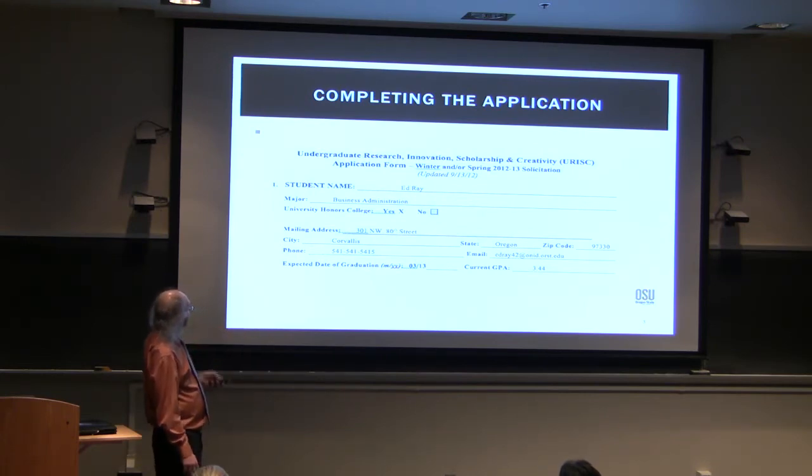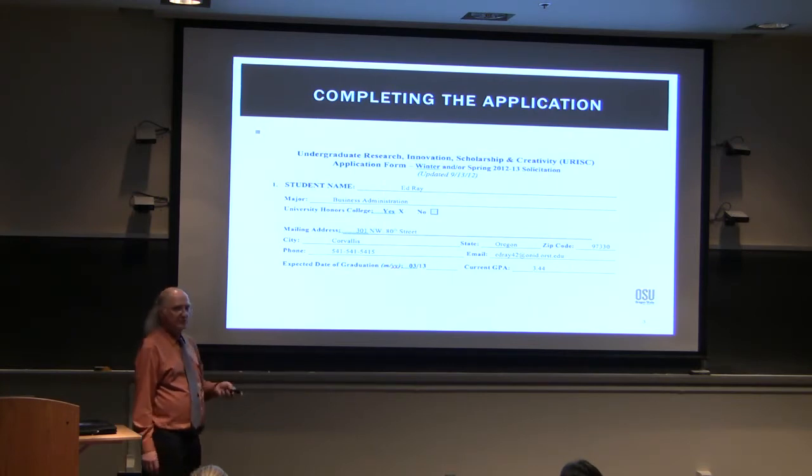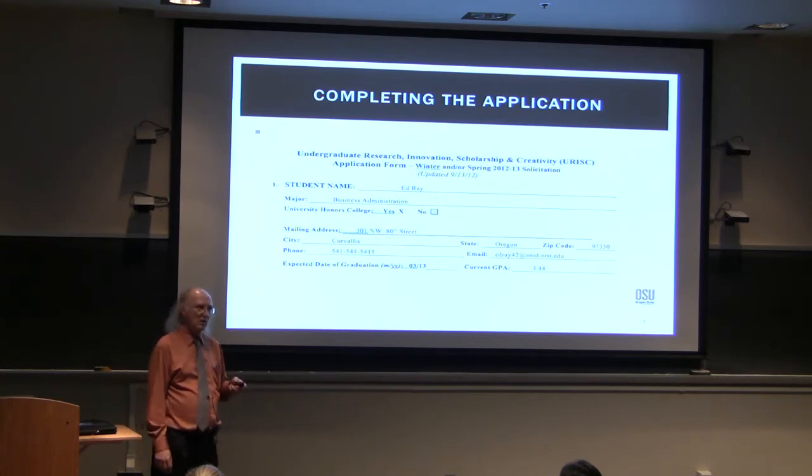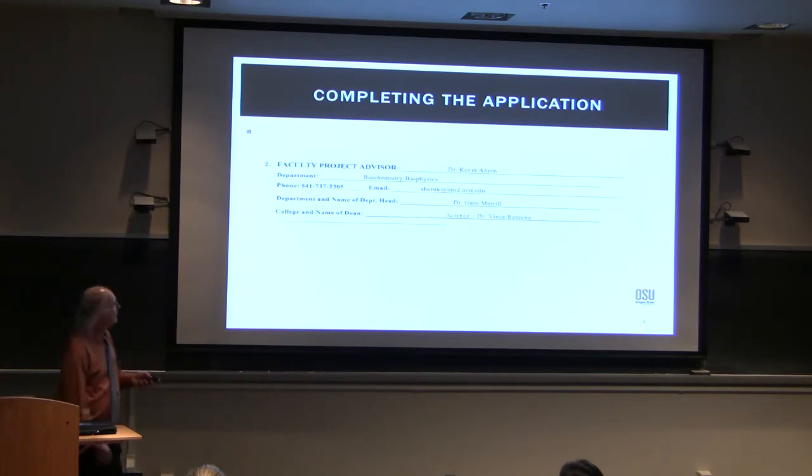Okay, Honors College, yes or no? Mailing address, where you're from. These are all pretty straightforward things. Phone, email, expected date of graduation. And that can be helpful in terms of determining what year you are, but I would still explicitly put what year you are on your application. And your current GPA. Okay.